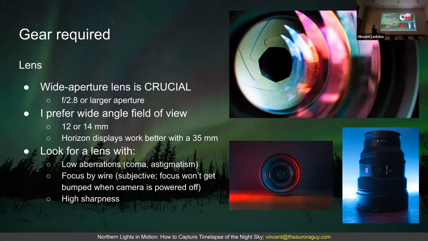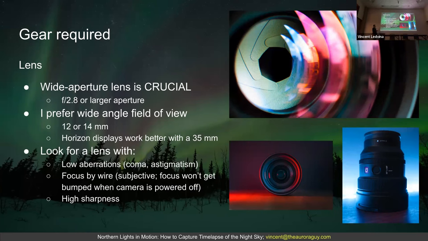You also want to look for a lens with low aberrations. So coma and astigmatism, you've probably heard of those, but those cause point sources of light to become deformed. So instead of your stars looking like little round points, they'll look like angel wings or like weird comet tails. You don't want that. And then focus by wire.